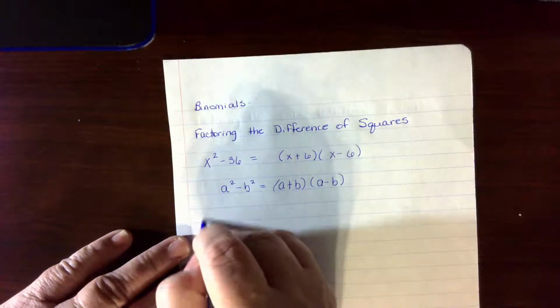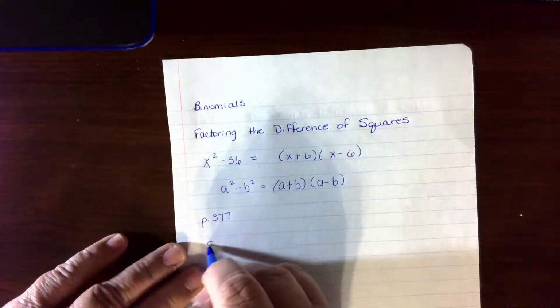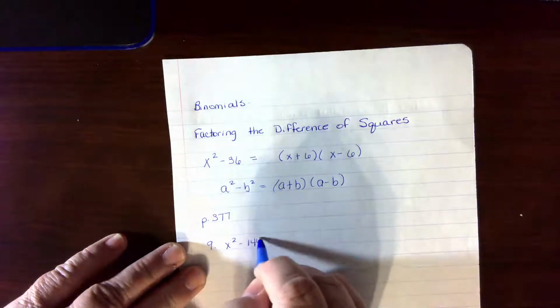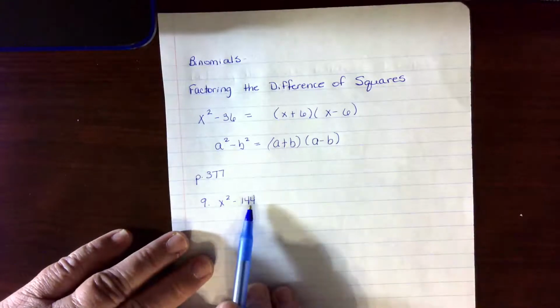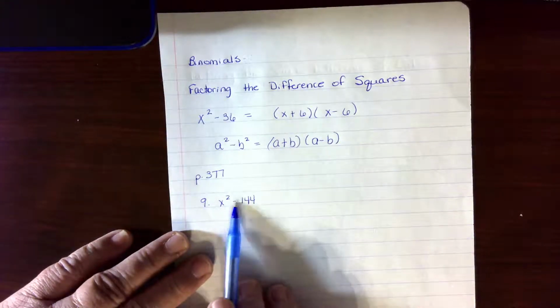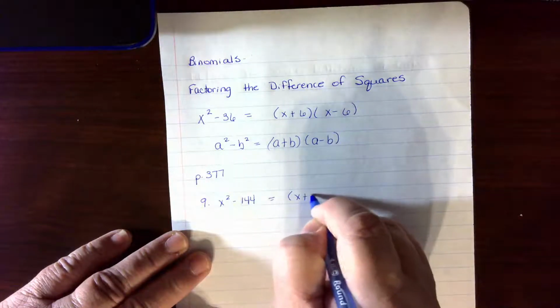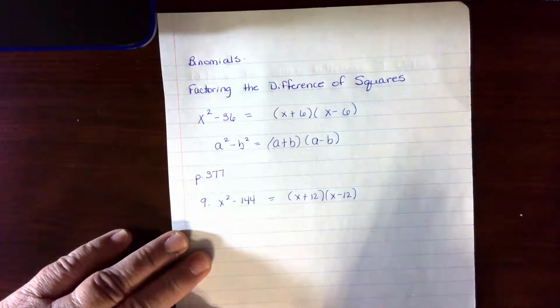Now I'm looking at page 377, problem number 9. Those are perfect squares. This is 12 squared. It is a difference, so I can factor it as the sum and the difference of the two square roots.